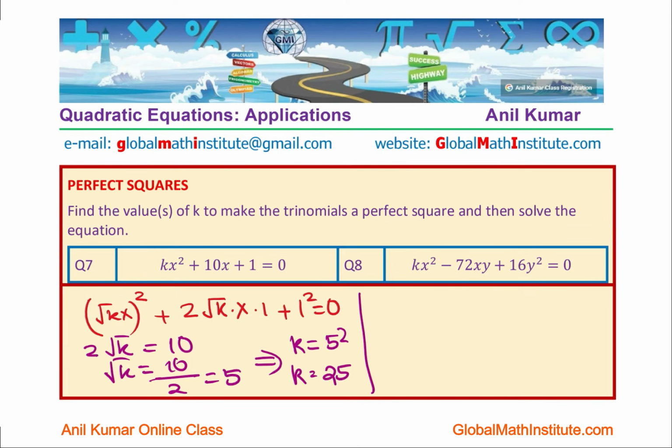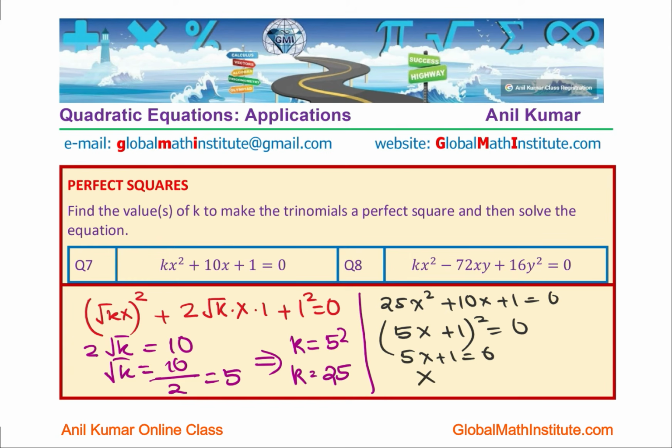So if k is 25, the equation is what? Well, the equation will be 25x squared plus 10x plus 1 equals 0, which can be written as 5x plus 1 whole square equals 0. Equated to 0, so we have 5x plus 1 equals 0. X is equal to minus 1 divided by 5. Is that clear? So that is how we'll write the solution. So this is very important to understand, that if k is in this position, you could factor and write it as a square.